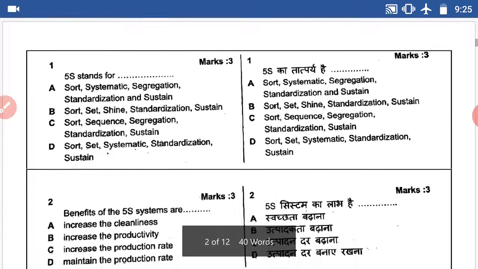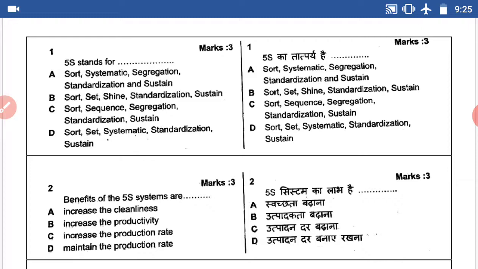Question number 1. 5S stands for dash. This question's answer: Sort, Set, Shine, Standardize, Sustain. This question answer B.